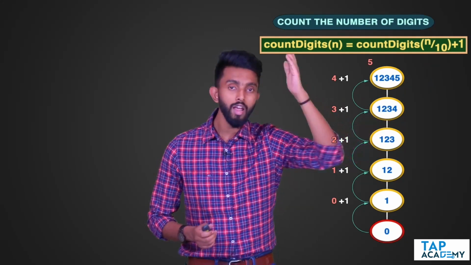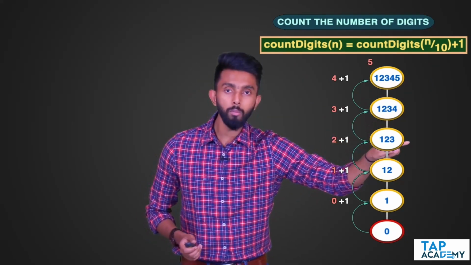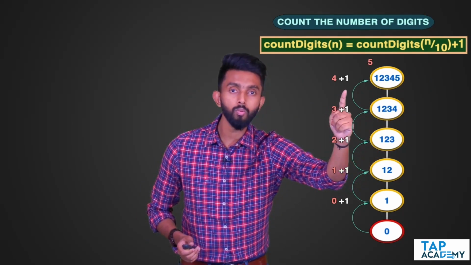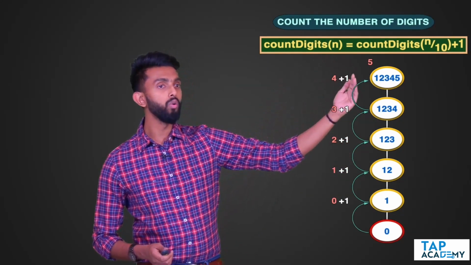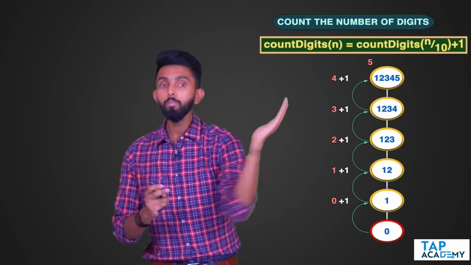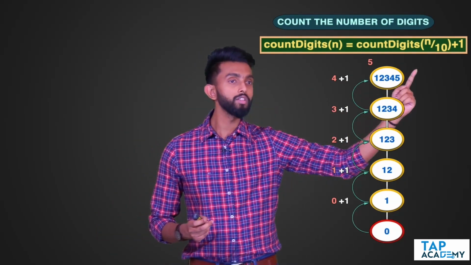How to remove the last digit? n by 10. But because you are removing a last digit, you must keep +1 ready because you have removed it. This is the count. I hope I am clear. So count digits of n by 10 plus 1. This is the recurrence relationship.